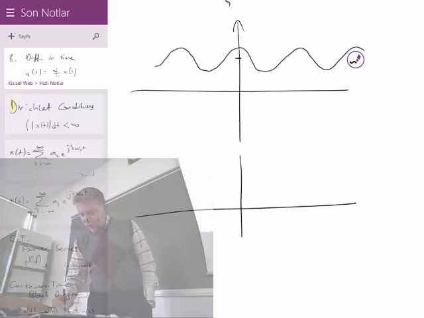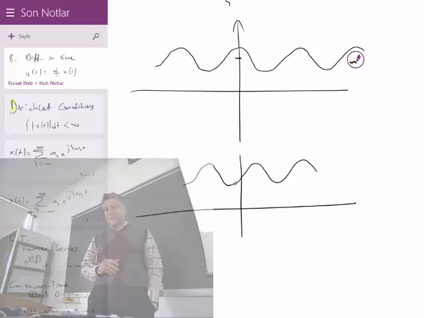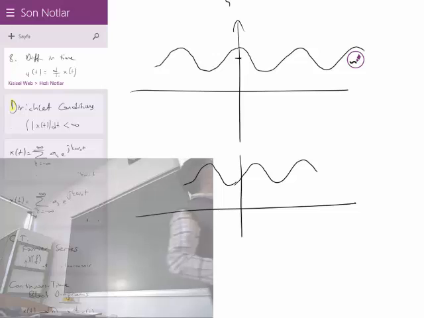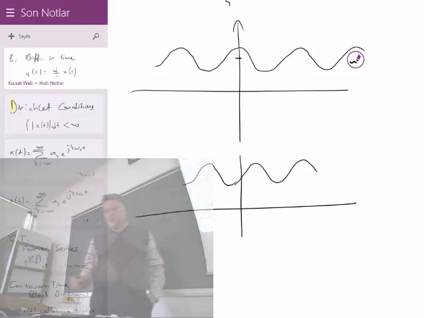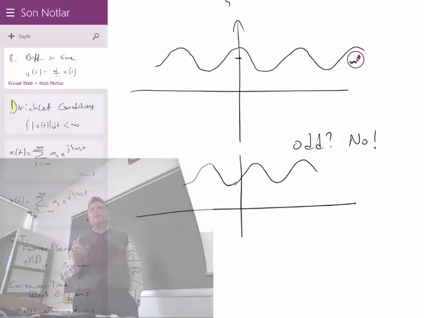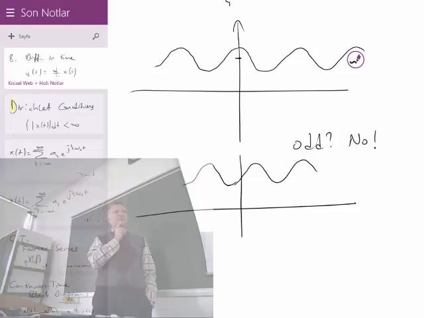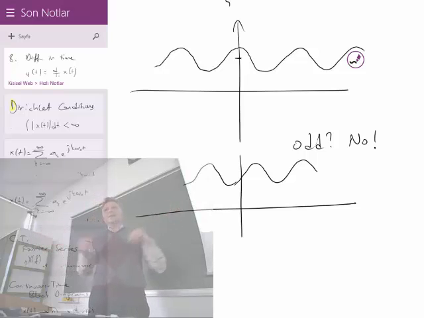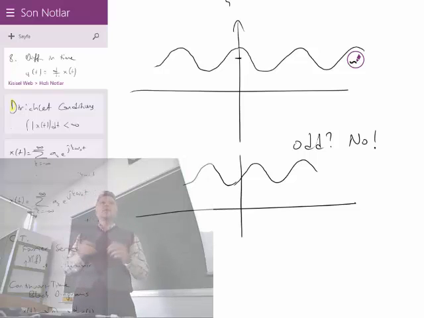Because if there is a DC component, then it will be like this. Right? Something like that. Is this an odd signal? No, it's not. No, it's not an odd signal. An odd signal cannot have a DC component. Do you agree with that? If there is a DC component of a periodic signal, then that signal cannot be an odd signal.